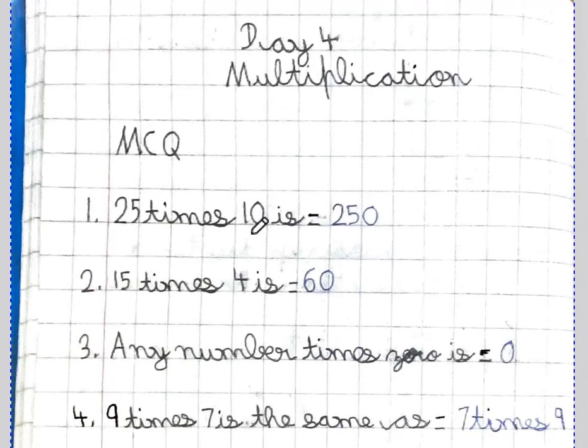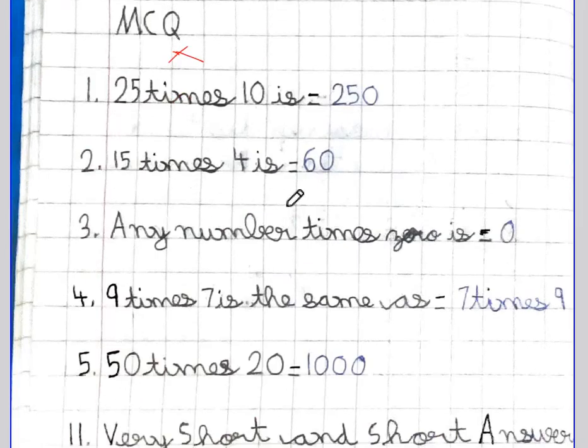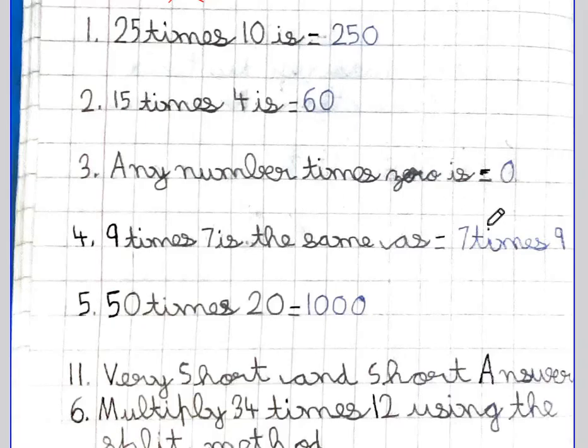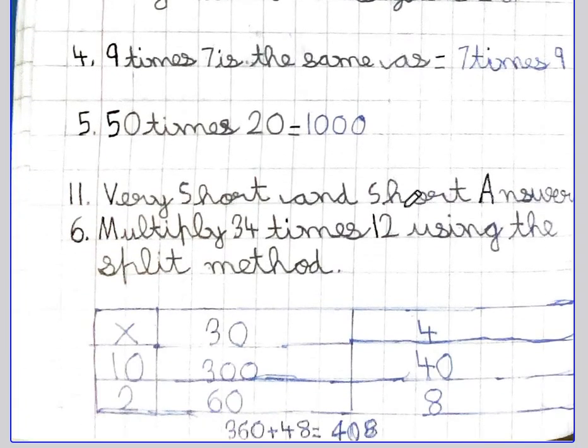25 times 10. What is 25 times? Times means multiplication only. So 25 cross 10 is 250. 15 times 4 is 60. Any number times 0 will always be 0. For example, 7 cross 0 is equal to 0. 10 cross 0 is equal to 0. Whatever number is multiplied with 0 will give 0. 7 times 9 is the same as 9 times 7, because 9 cross 7 and 7 cross 9 both will have the answer 63.